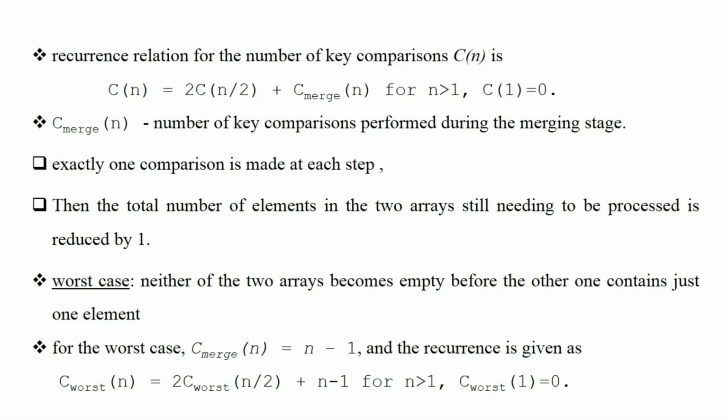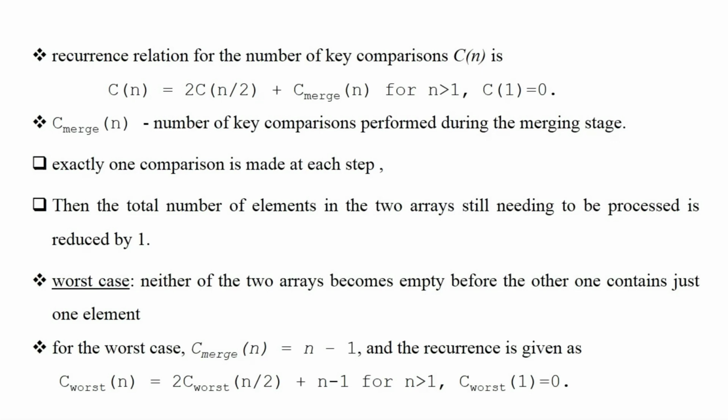So, totally 2 times C of n by 2 plus the number of comparisons in order to merge the two sorted subarrays. So, C merge of n whenever n is greater than 1. When there is only one element, the number of comparisons is 0. So, C merge of n is representing the number of key comparisons performed during the merging stage. One comparison is made at each step, and the total number of elements in the two arrays still needing to be processed is reduced by 1 during the merge step.